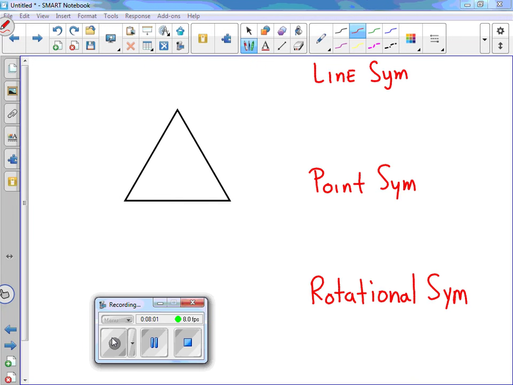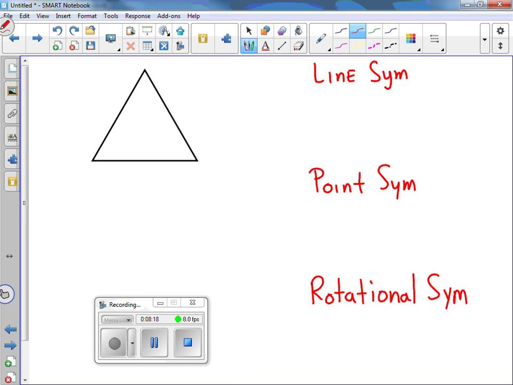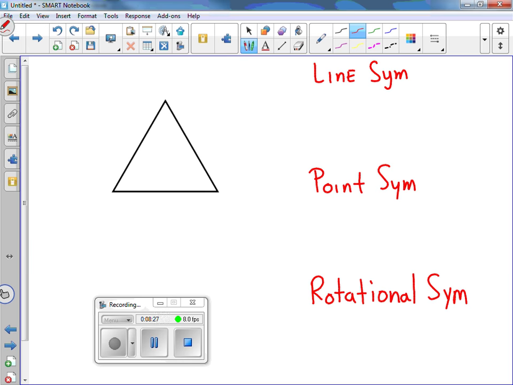Cool? All right, here is an equilateral triangle. And so what I'd like you to do is see if you can think through if it has line symmetry, point symmetry, and rotational symmetry. If it has line symmetry, go ahead and draw in the lines. If it has point symmetry, then state yes. And if it has rotational symmetry, see if you can decide at what angles it rotates back onto itself. Put me on pause, come back and check your work.